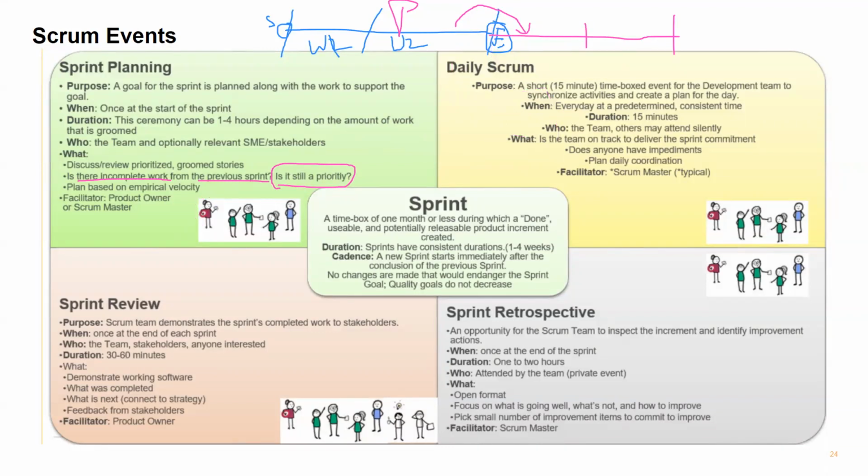So the next one we have is the daily Scrum. This is called daily Scrum. So you did plan for the entire 2 weeks sprint, correct? In sprint planning. Okay. So daily connect is a meeting where it happens every day for 15 minutes.